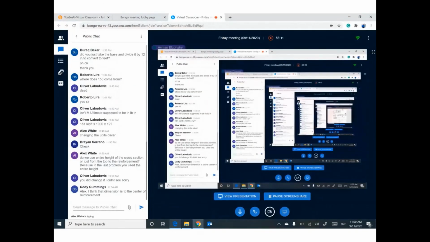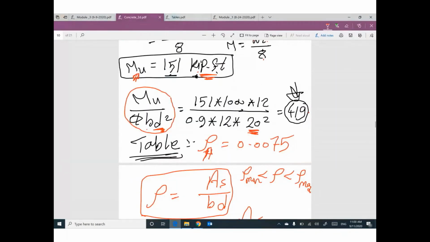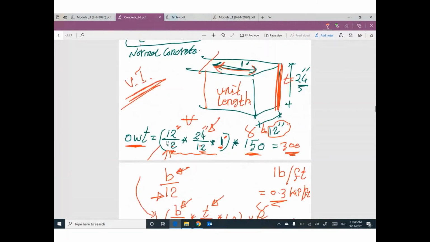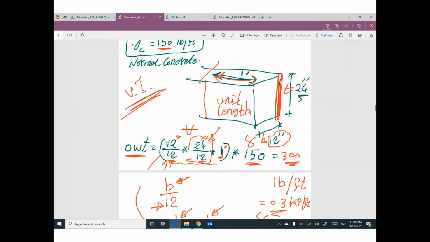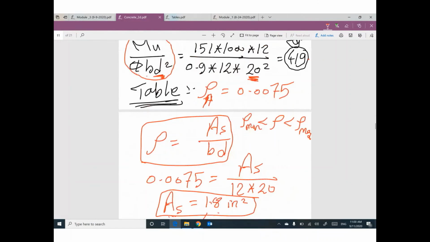So we have two situations here. It's a good question, Alex. Thank you. If you are talking about own weight, I need to include everything in the cross section, so the total height, the total thickness, 24. But in design, no, we need to consider only until the steel reinforcement. So this D will be until the steel reinforcement only.